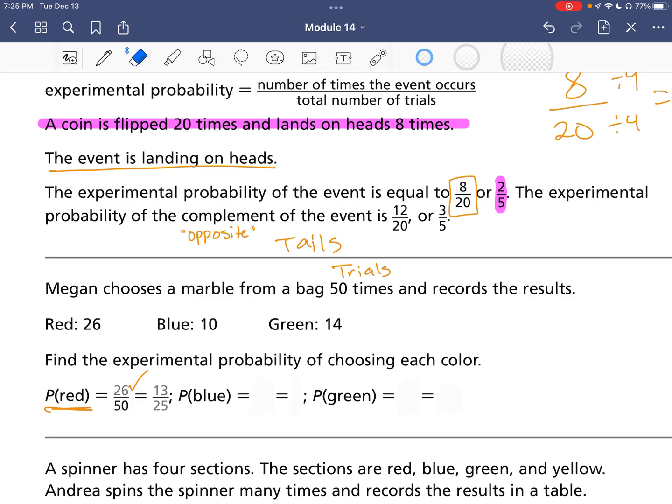Now for blue, this happened 10 out of the 50 times. We simplify that to be 1/5. And green, it happened 14 times out of the 50. If we simplify that, they're both even numbers. We're going to get 7 out of 25. Okay, so that is our experimental probability.